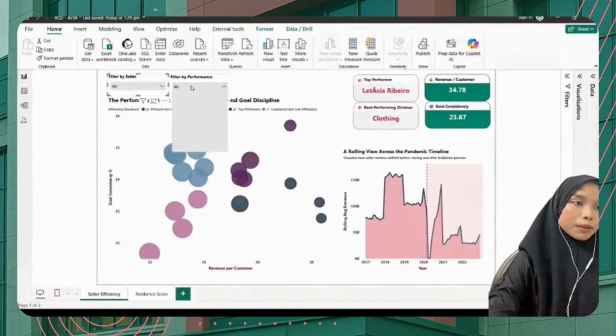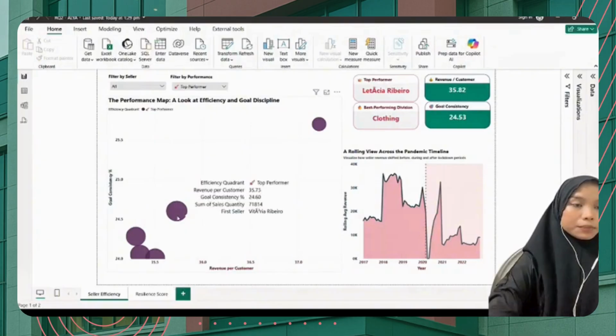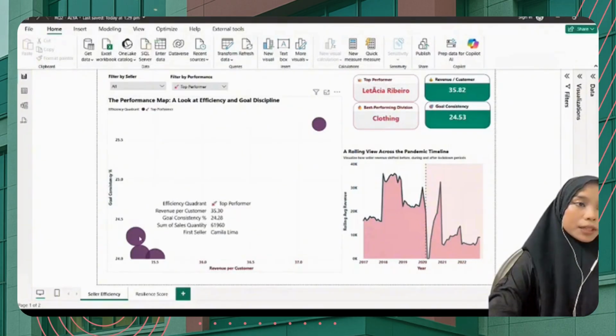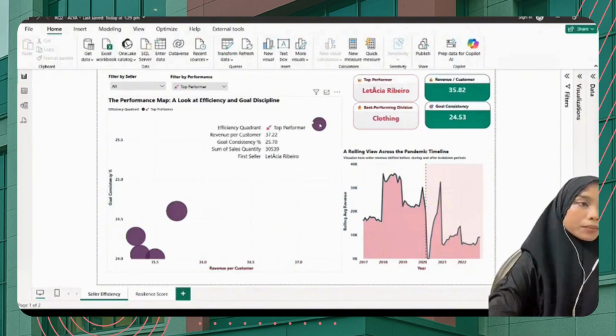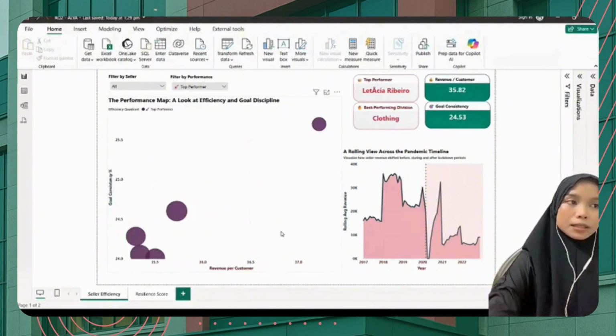Meanwhile, the filter by performance option lets you narrow down sellers based on their behavioral quadrant. For instance, if you want to focus only on top performers or see how low performers cluster. To view details of any seller, just hover over a bubble. A tooltip will appear showing their quadrant classification, revenue per customer, goal consistency, total sales quantity, and the seller's name. This makes it easy to interpret performance at a glance.